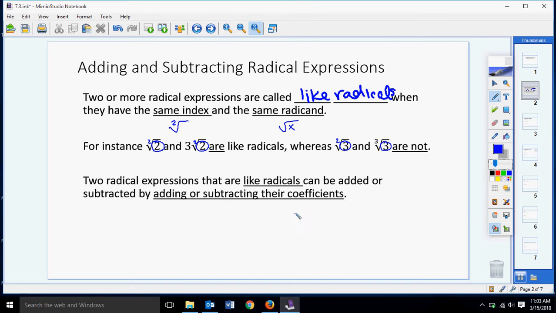Anytime that we have like radicals, we can add or subtract them by adding and subtracting their coefficients. So remember, a coefficient is just the number in front of the variable. For instance, if we had the expression 2x, 2 would be the coefficient. But if we're talking about radicals, it would be the number in front of the radical. So in these examples up here, 3 would be the coefficient, and 1 would be the coefficient here if it's not written.